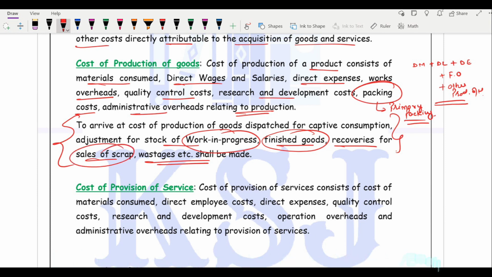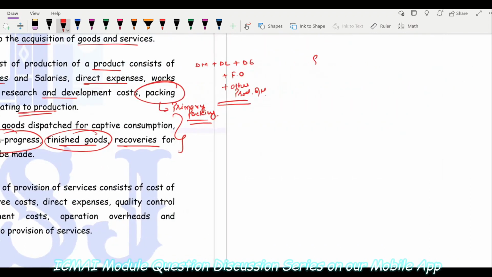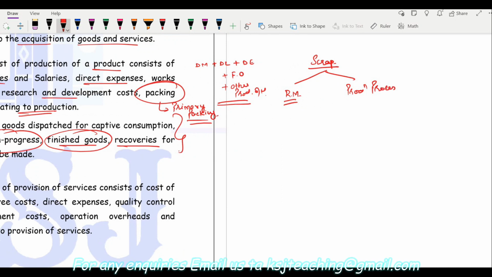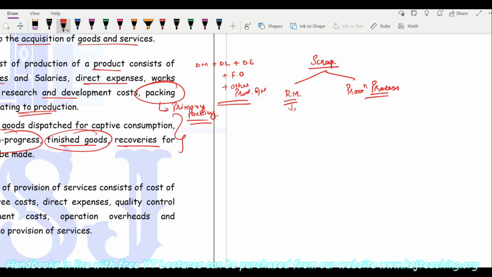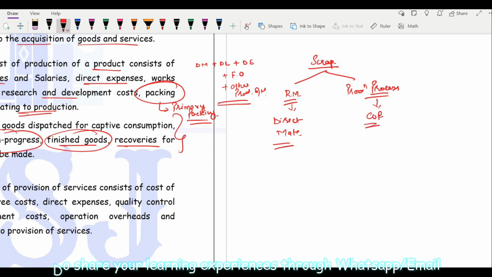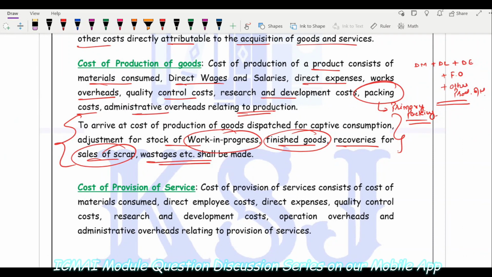Recoveries for the sale of scrap. Now, when we are talking about scrap, it can be of two types. It can be scrap of directly raw material or scrap during the production process. So the treatment is different for both, right? If it is a raw material scrap, that is, you receive the raw material, it was somewhat defective, you have to scrap it, it cannot be returned, it cannot be used, and there is the recovery from the sale of that scrap of the raw material, then it is to be deducted from the cost of direct material. Whereas if it is related to the production process, then we adjust it from the cost of production. Clear? Wastages, etc. shall be made.